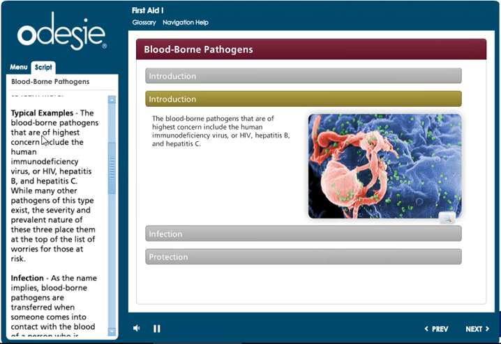The blood-borne pathogens that are of highest concern include the human immunodeficiency virus, or HIV, hepatitis B, and hepatitis C. While many other pathogens of this type exist, the severity and prevalent nature of these three place them at the top of the list of worries for those at risk.